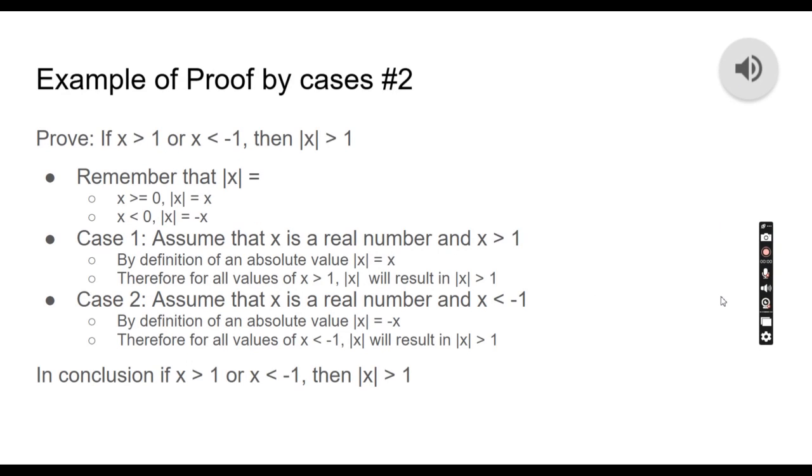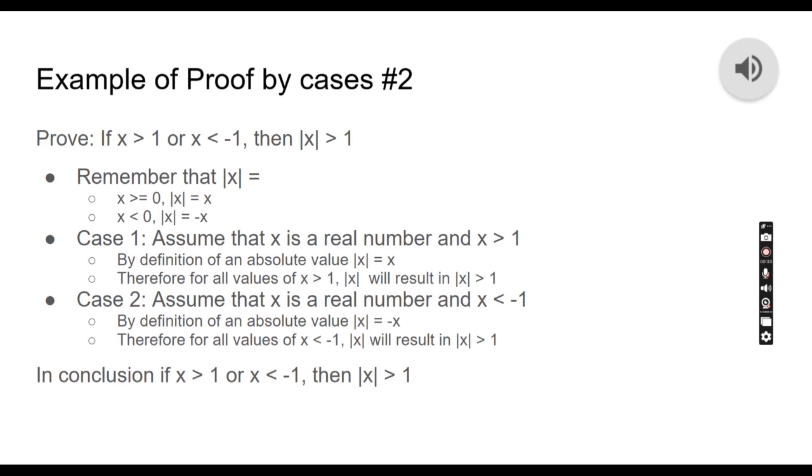In this slide, I will be showing you a second example of proof by cases. Here we'll be proving that if x is greater than 1 or if x is less than negative 1, then the absolute value of x will be greater than 1. We'll start with the definition of absolute value: when x is greater than or equal to 0, it's equal to x, or when x is less than 0, it'll be equal to negative x.